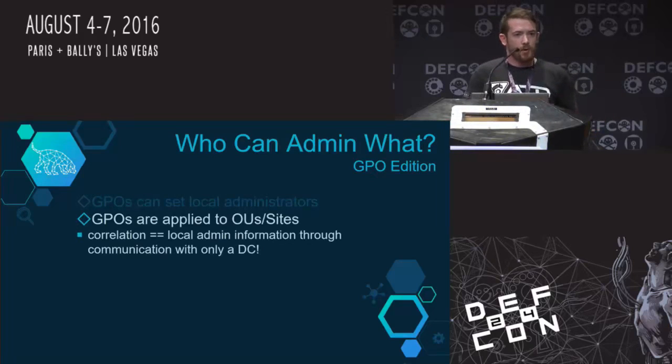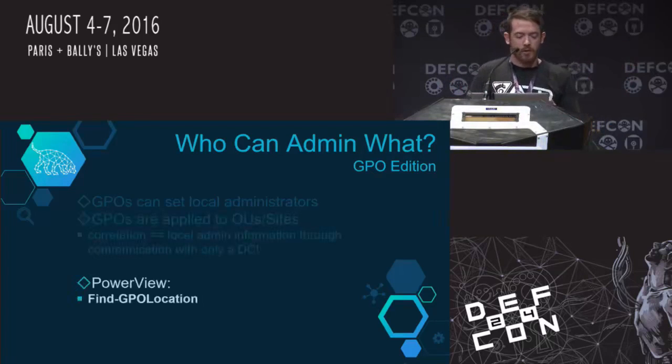So if we enumerate all the GPOs and all the other domain containers and do a little bit of correlation magic on the back end, we can get a mapping of who can administer what machines through GPO modification. Now, this is not going to be as accurate because you're not touching every machine, so if somebody specifically adds a local user to a machine, it won't show up in this method. But what's really cool in this approach is that you're only communicating with the domain controller through LDAP. You're not sending a single packet to any other machine. The PowerView function for this is Find-GPOLocation. By default, it'll give you a nice raw mapping of everyone who can administer what machines through group policy object correlation.